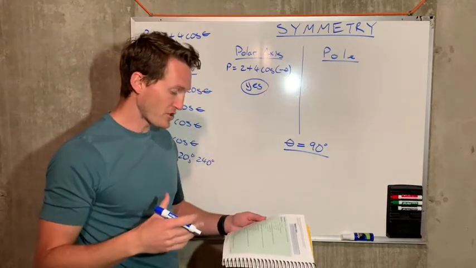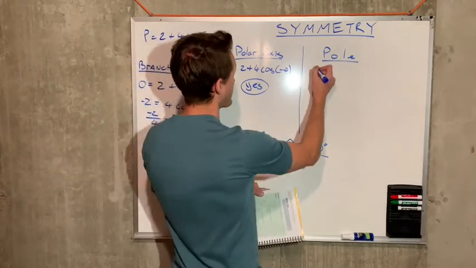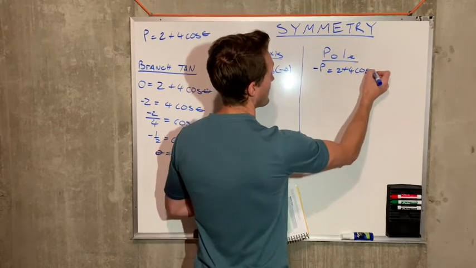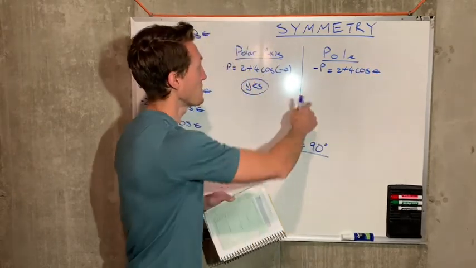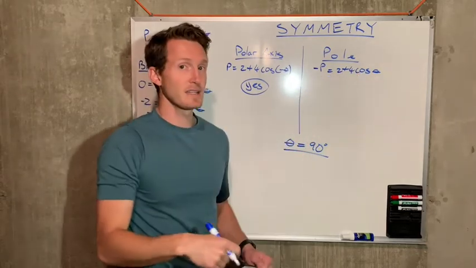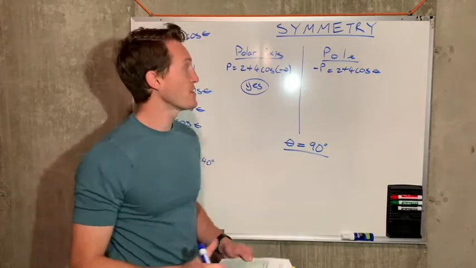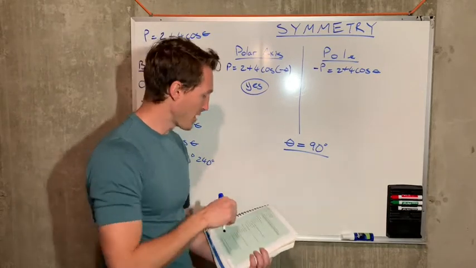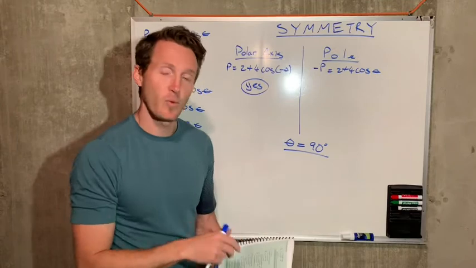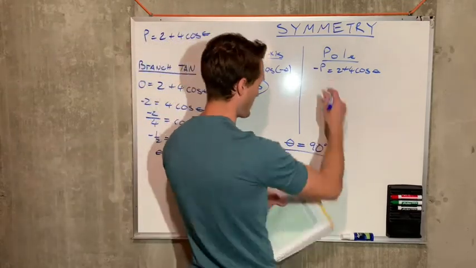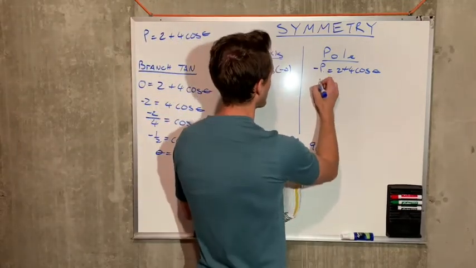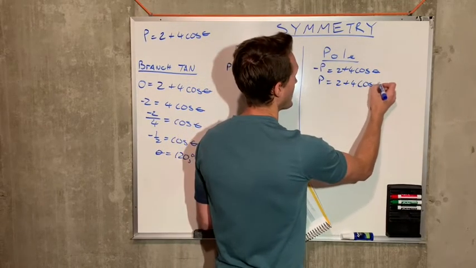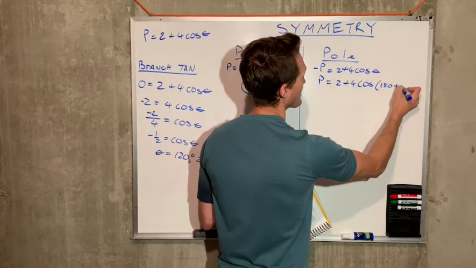When doing the pole, the first thing you're going to do is put in a negative for the rho. So I'll do negative rho equals 2 plus 4 cosine of theta. Now you can see from this that that negative pushed over to the other side does not go away. It changes the equation. So I have a maybe no with the first test. To run the second part of the test, I need to put in a 180 plus theta. And again, that's what you have to have memorized there. I'm going to double check, make sure that I'm doing it right. 2 plus 4, and then we're going to do cosine of 180 plus theta.